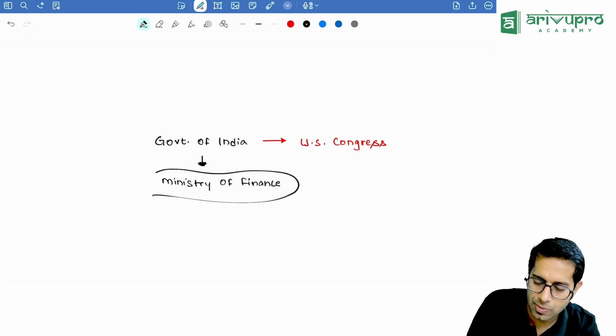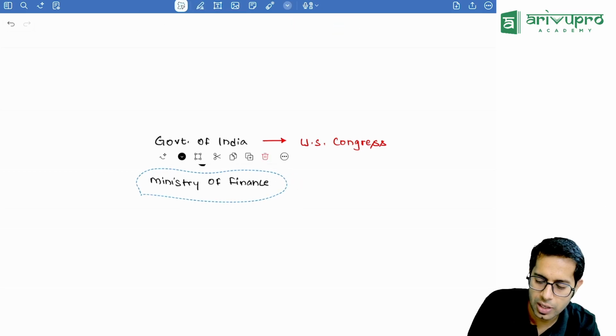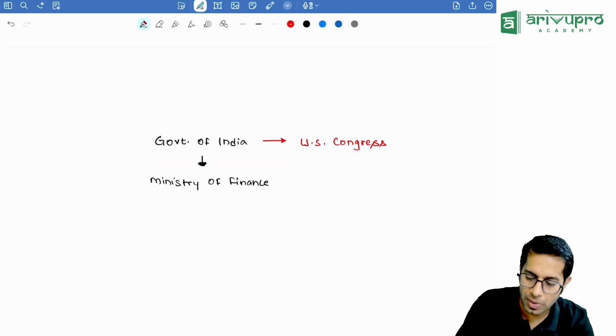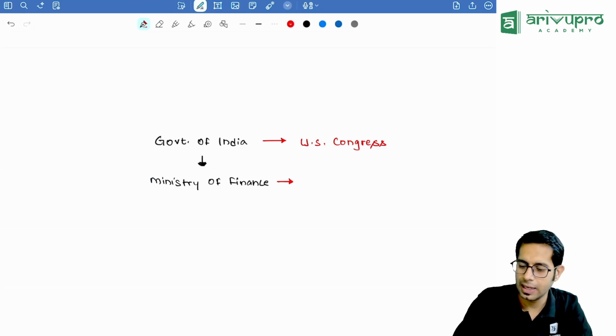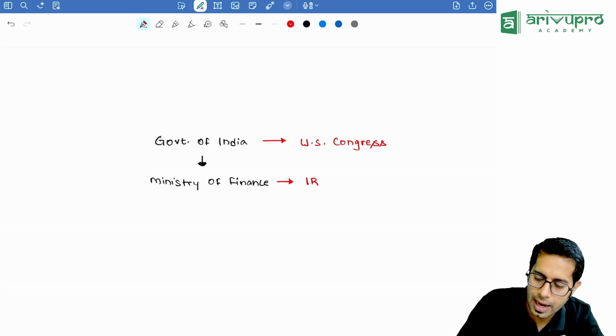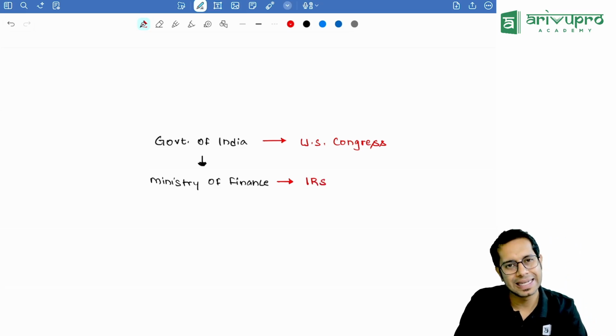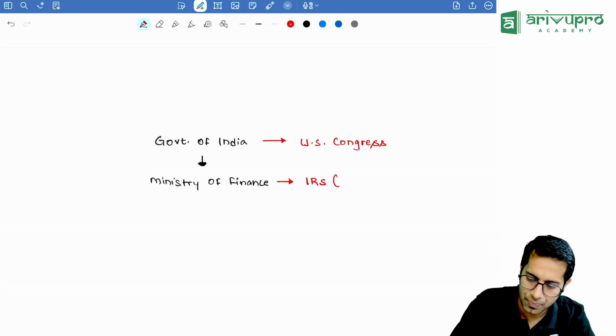The ministry which talks about taxation is called what, sir? Ministry of Finance. Now, the Ministry of Finance over there is called the IRS, Internal Revenue Service.